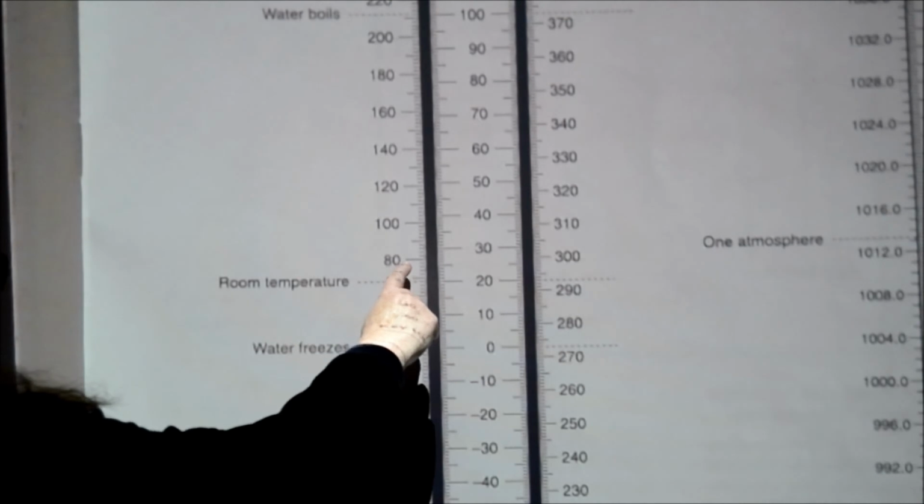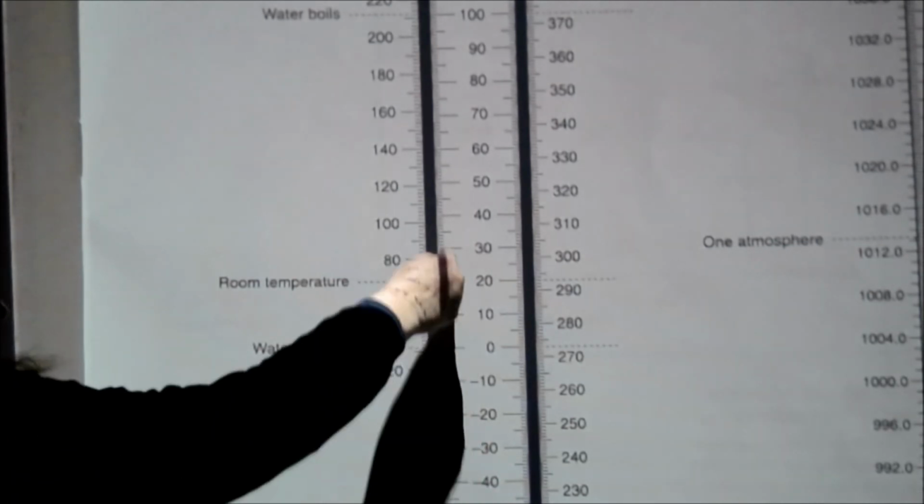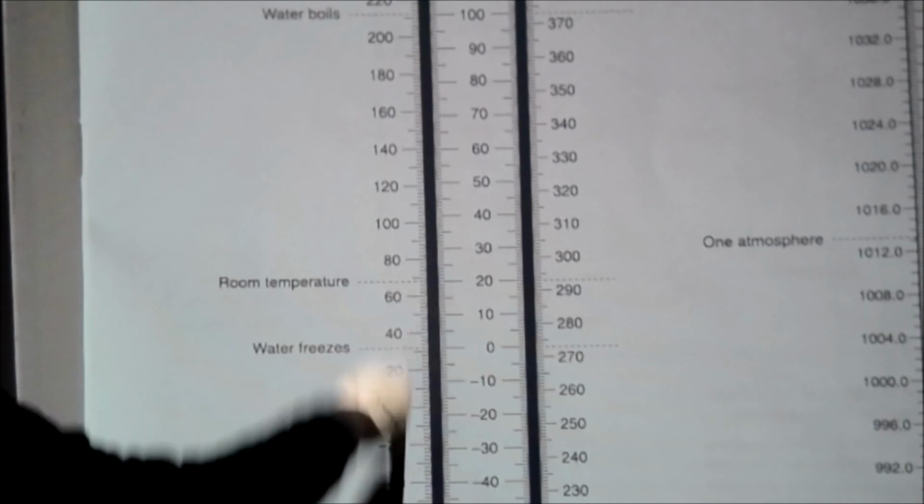Same thing if I have you reading from Fahrenheit to Celsius, you are just going to read over. So if I am looking at 80 degrees Fahrenheit, read over, you'd find it's 25, 26, 27 degrees Celsius. So all you're doing is reading over. Just got to remember this is going up by 1 on the Celsius, and each of the lines is going up by 2 on Fahrenheit.